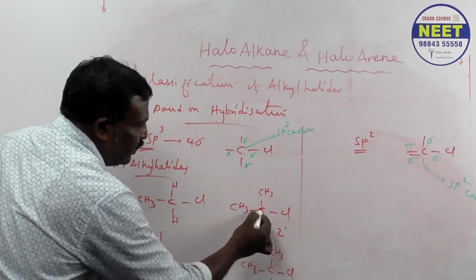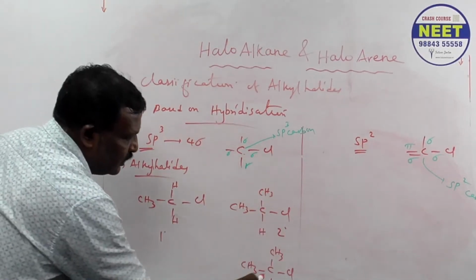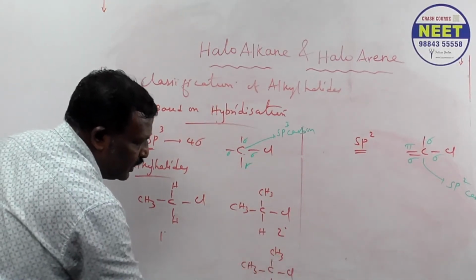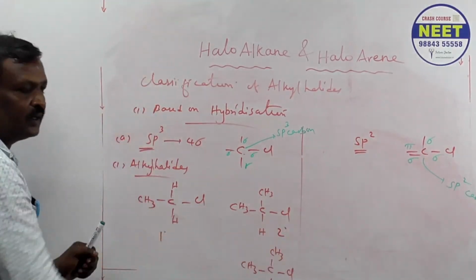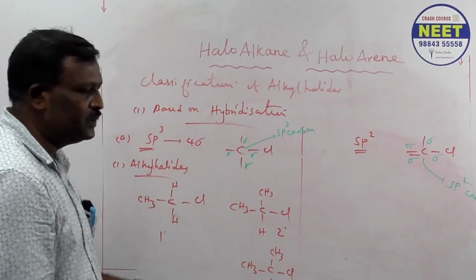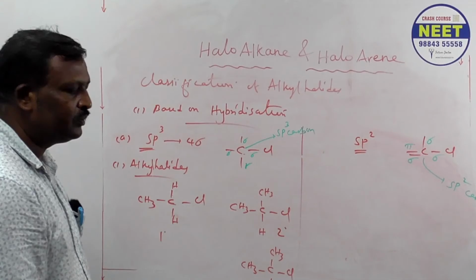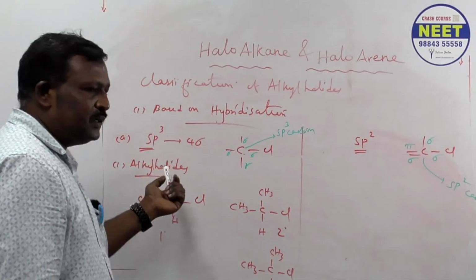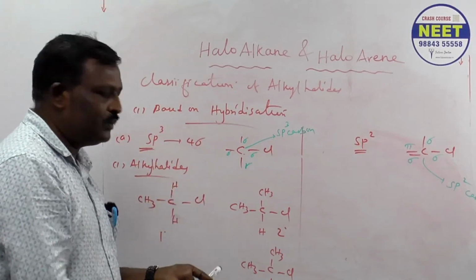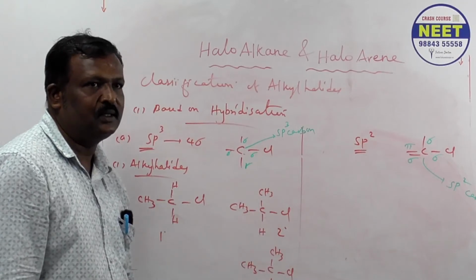This is sp3 carbon, which is attached to how many carbons? Two carbons. That's why it's called secondary. This is sp3 carbon, which is attached to how many carbons? Three carbons. That's why it's called tertiary. Understood? Just write all this. Be quick. 1°, 2°, 3°. You put like that. You must know alkyl halides. At the same time, again a small category: what is primary or secondary or tertiary? Understood?